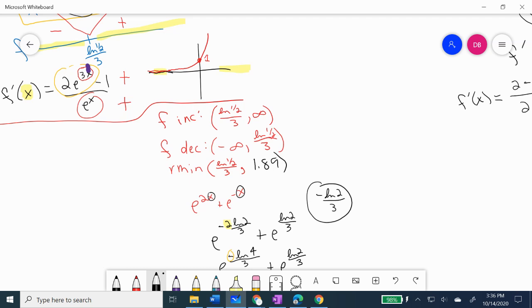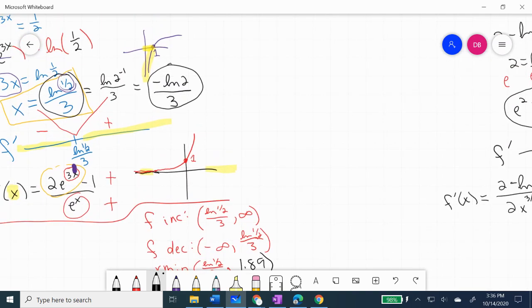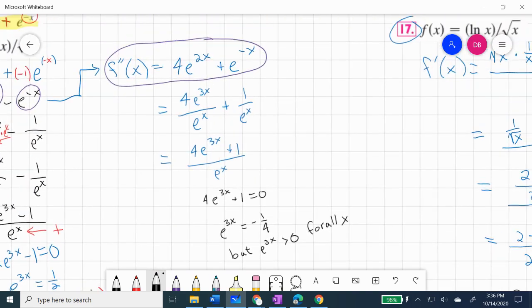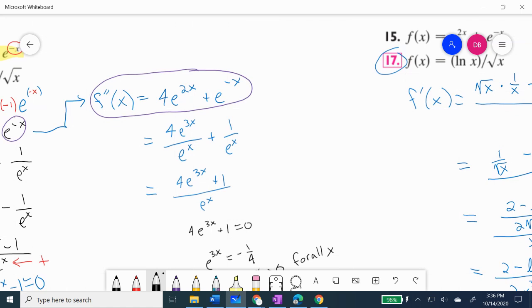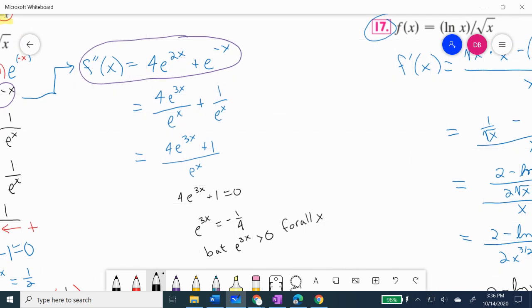All that work. Yeah, sometimes you do just want to use a calculator. Okay, that was the first derivative. Second derivative: I again took my negative x and wrote it as a positive exponent for a denominator.